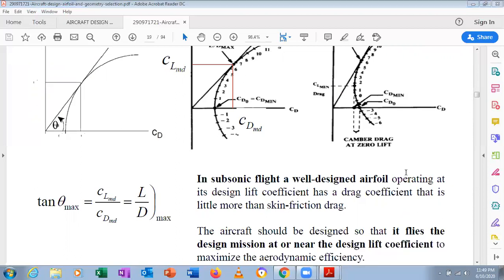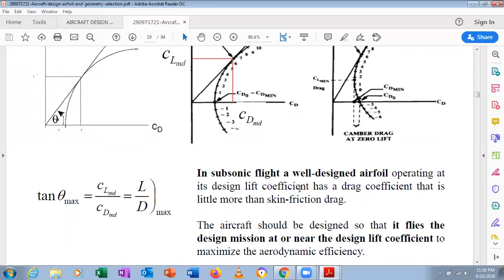Also, looking here, subsonic flight has a well designed airfoil operating at a design lift coefficient, and that lift is more than the skin friction drag. The aircraft should be designed so that it flies the design mission at a near design lift coefficient to maximize the aerodynamic efficiency. This aerodynamic efficiency is determined by L by D max.